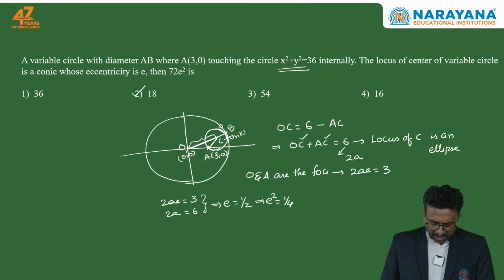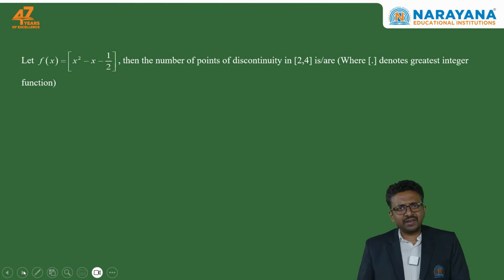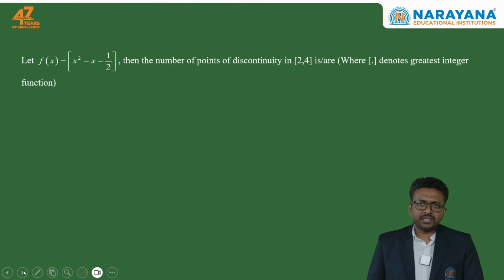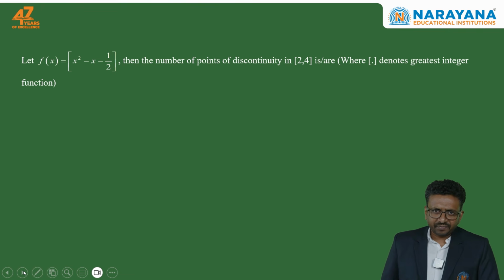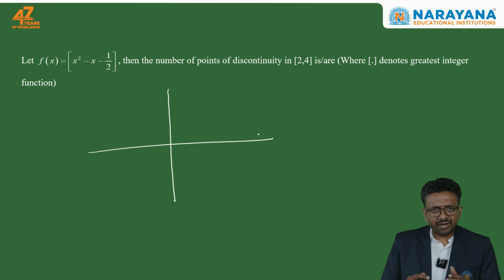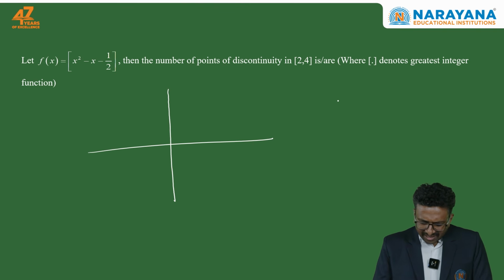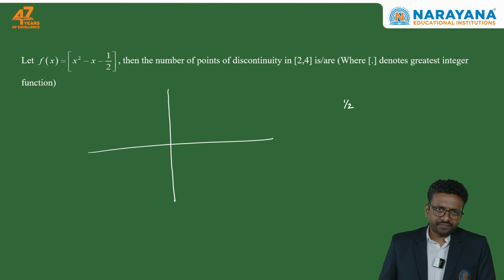So let's go to the next question. f of x is given as the integer part of x square minus x minus half. The question is the number of points of discontinuity in (2, 4). So this is clearly a quadratic expression with an integer part. If you try to draw the graph of this, first let us draw the graph of the quadratic. Clearly you can see that the vertex has x coordinate 1 by 2.